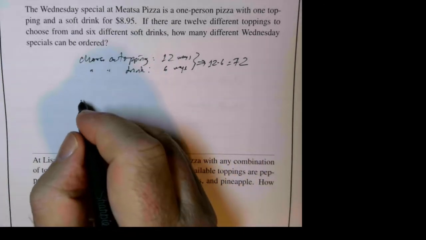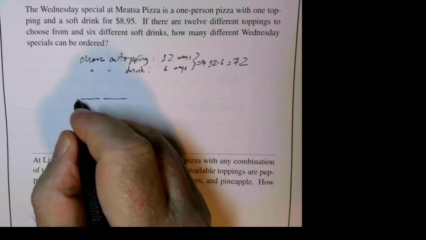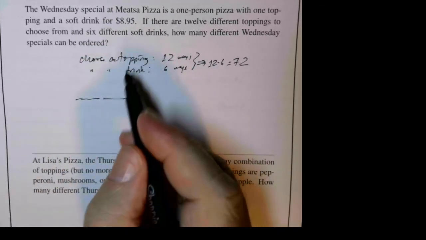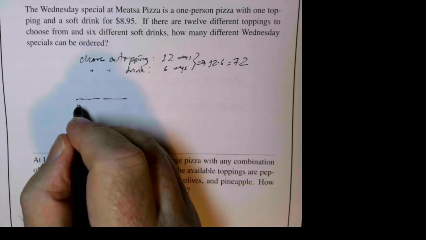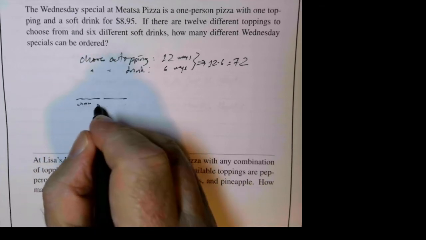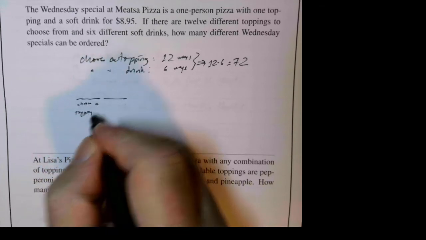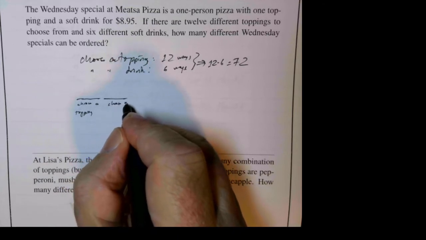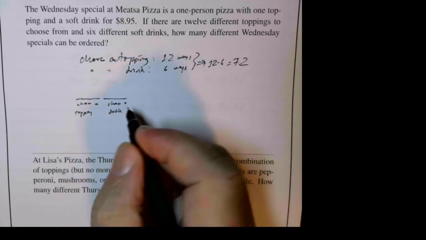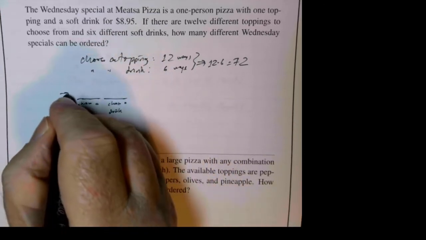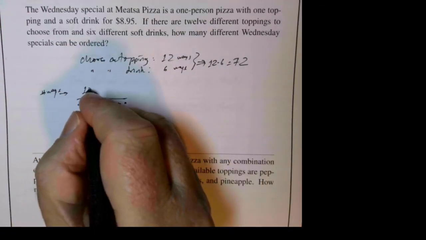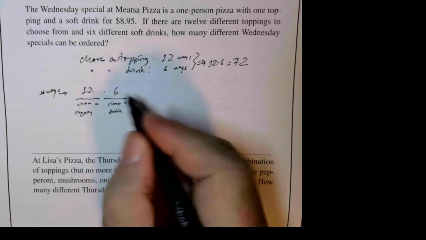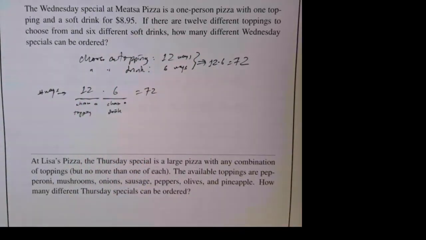Let me show you a little shorthand way in which people write this sometimes. They think of having a kind of a slot for each task. So this slot would represent choose a topping, and this one would represent choose a drink. And then you fill in these slots with the number of ways to do each task. There are 12 ways to do the first task and 6 ways to do the second. 12 times 6 is 72. Lots of times you'll see that sort of shorthand way of writing it.